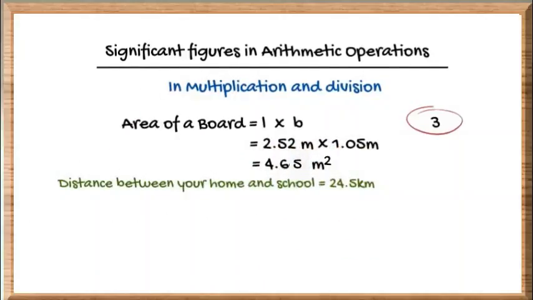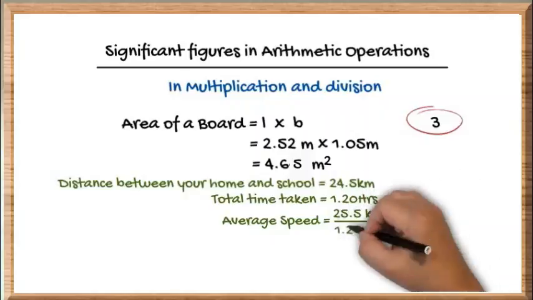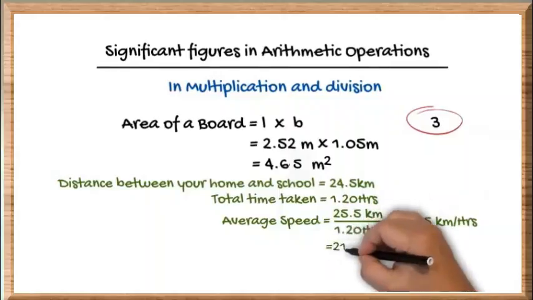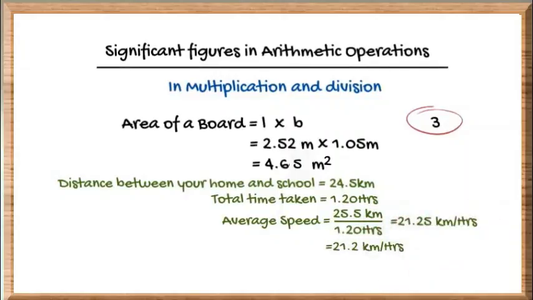Similarly, in case of the division, for example, the distance between your home and school is 24.5 kilometer. Total time taken is 1.20 hours. Therefore, the average speed will be 21.25 kilometer per hour. Here, the minimum significant figures in the distance or the time is 3. So therefore, your answer should be 21.2 kilometer per hour.